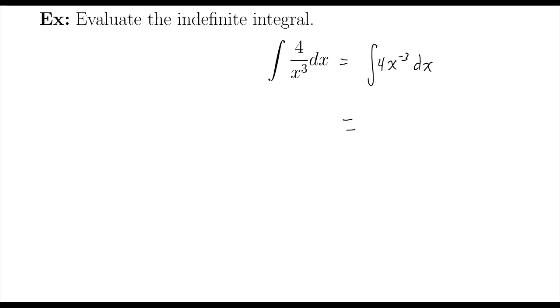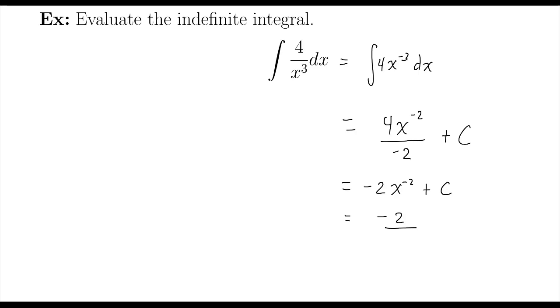Now to find the integral, I'm going to add 1 to the exponent. So negative 3 plus 1 is negative 2. Then I'm going to divide by that negative 2 plus my constant c. Let's clean that up a little bit. 4 divided by negative 2 is negative 2. X to the negative 2nd power plus c. And I just want a positive exponent this time, so I'm going to write it like this. They're both the same thing though. So negative 2 over x squared plus c. Again, c is the constant.